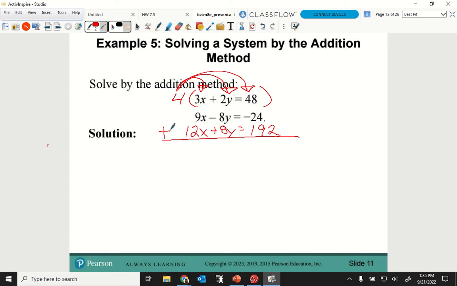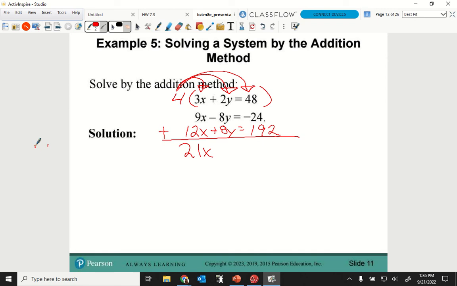Which is it? 21. Okay? Because we have 9 x's over there, and we got 12 x's over there, so together there is 21 x's. Now, that negative 8y and that positive 8y, what's that going to give me? 0. 0y. And this is what I'm going to do here.